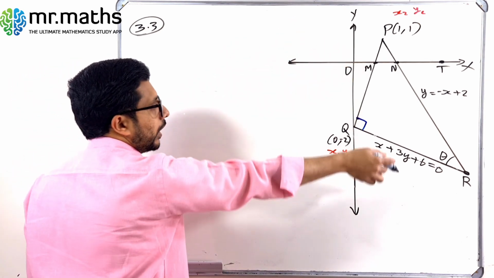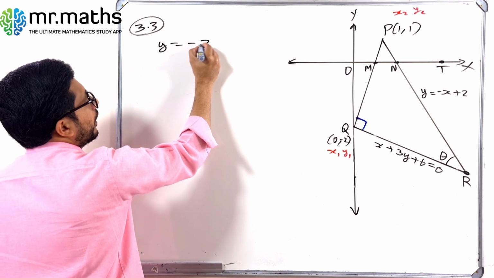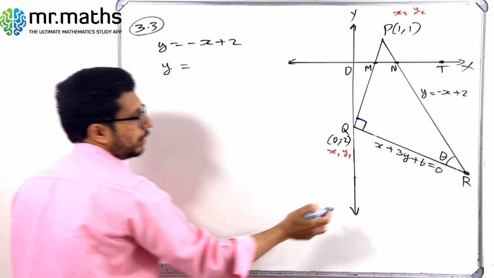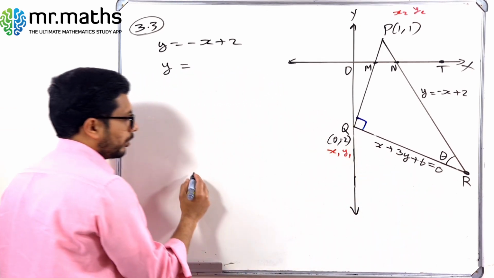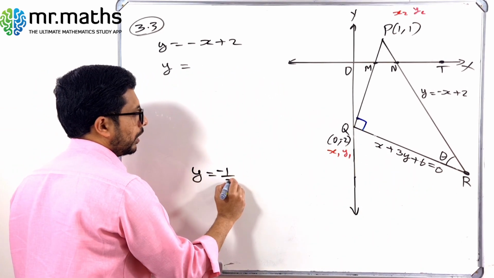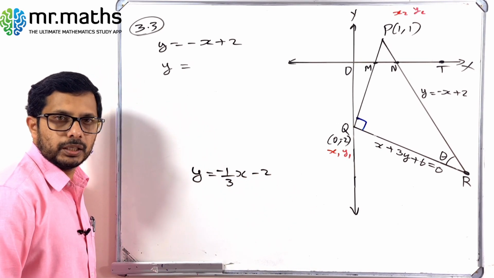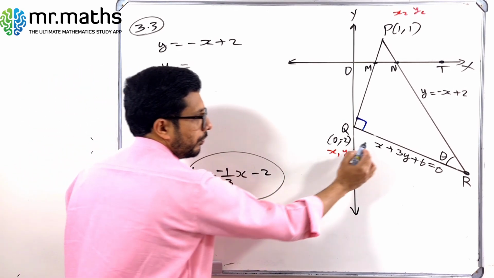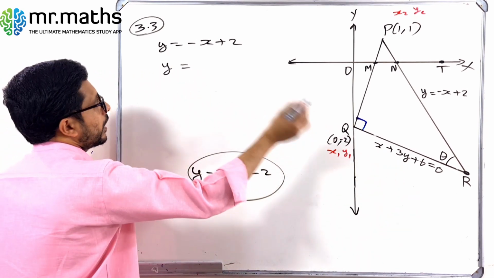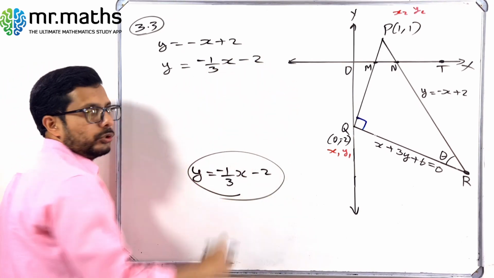What is the equation of that line PR? y is equal to minus x plus 2. And what is the equation of this one? We wrote it in the previous question. y is equal to, what was that? Minus 1 over 3 x minus 2. Am I right? This is the equation that we found in the previous question. So the equation of this line is minus 1 over 3 x minus 2.